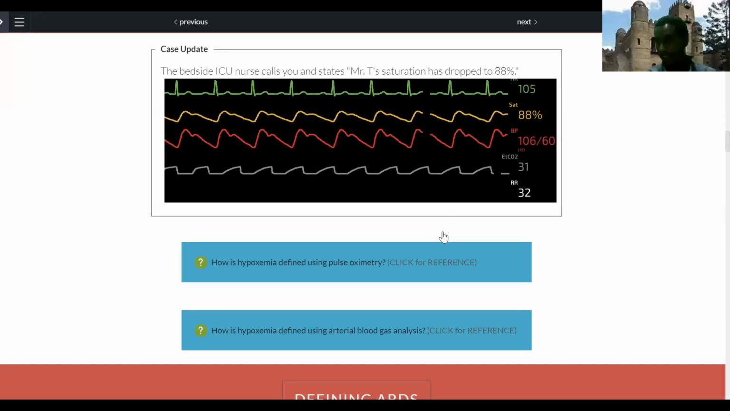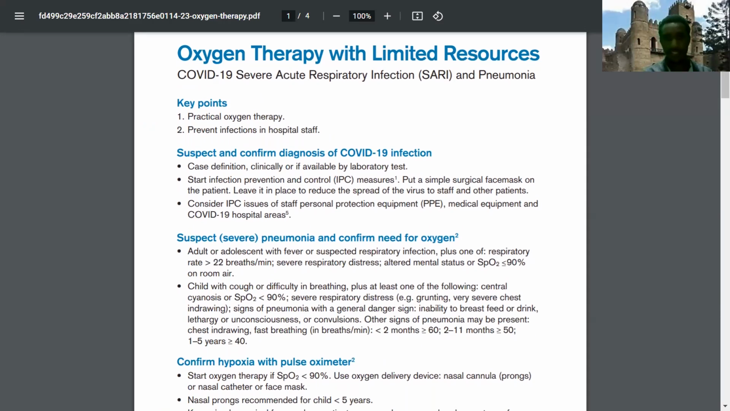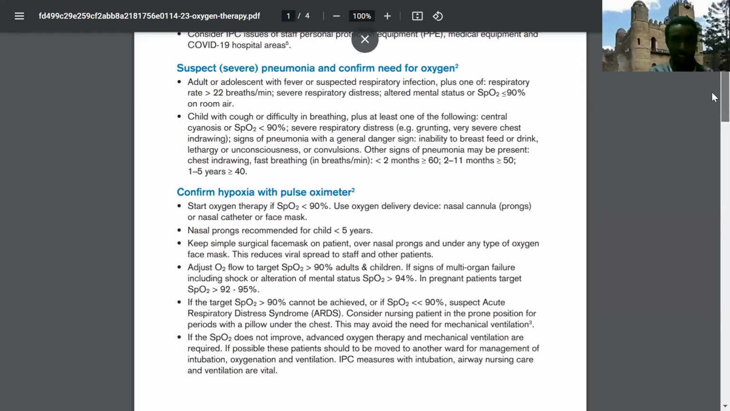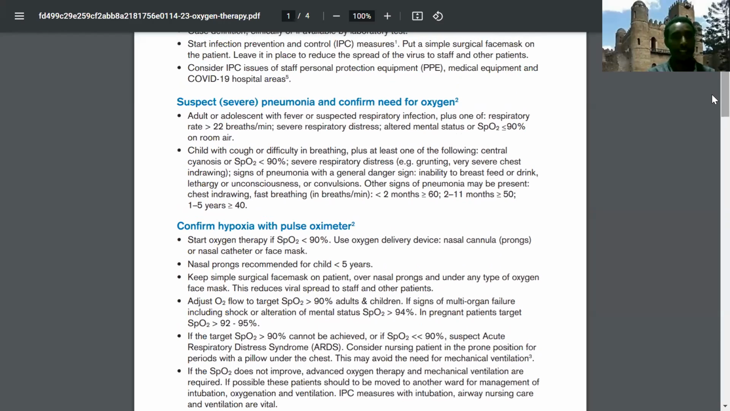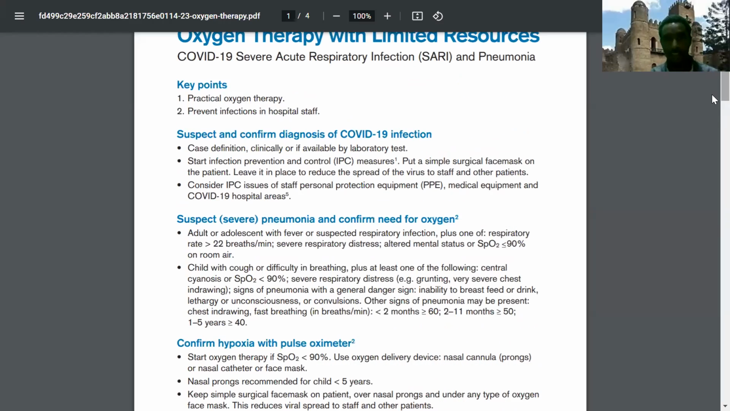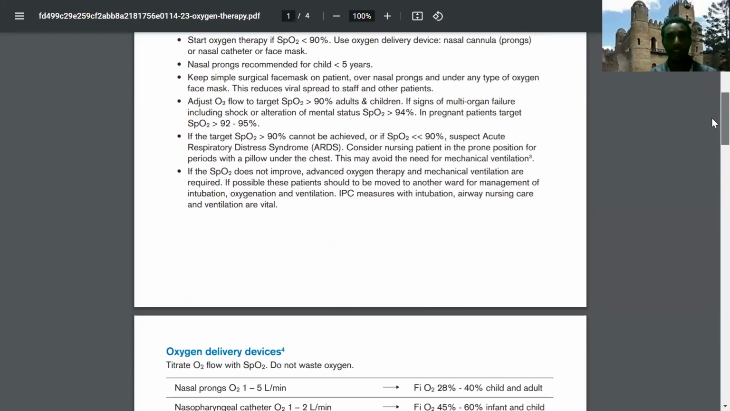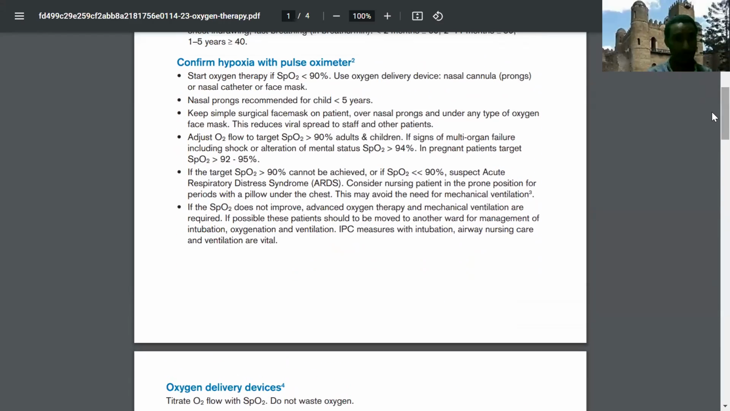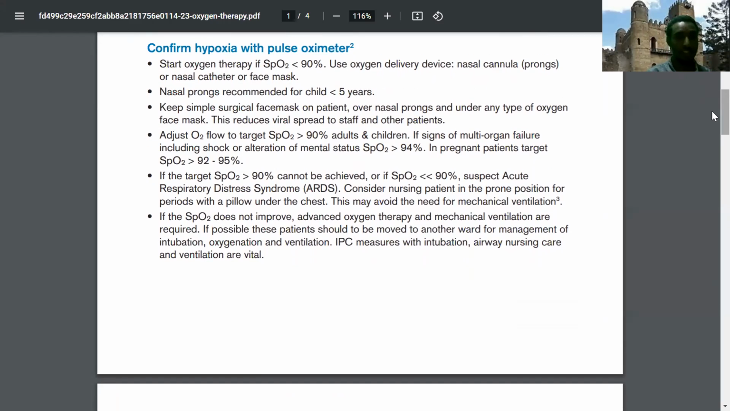Okay, thank you. It is 30 seconds now. As most of you have said, less than 90. Yes, I agree. So using pulse oximetry, which measures the peripheral oxygen concentration, the percentage of hemoglobin that's filled with oxygen.